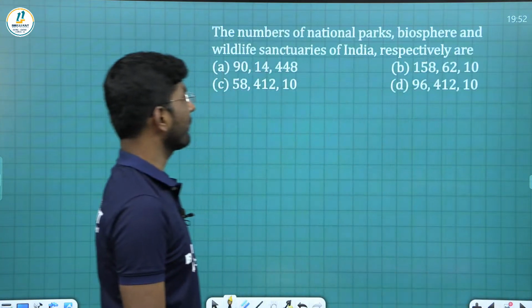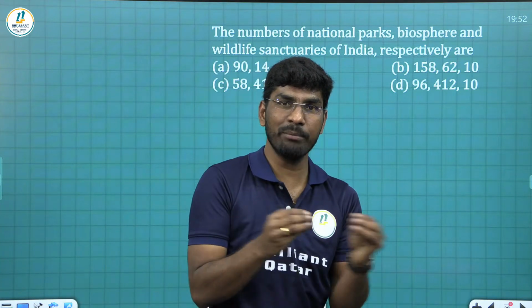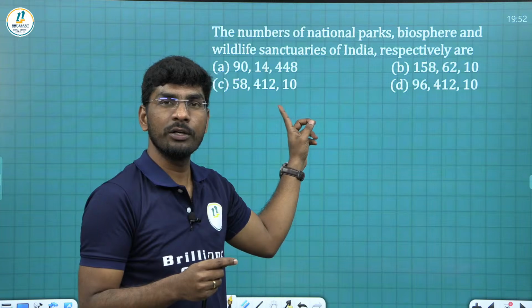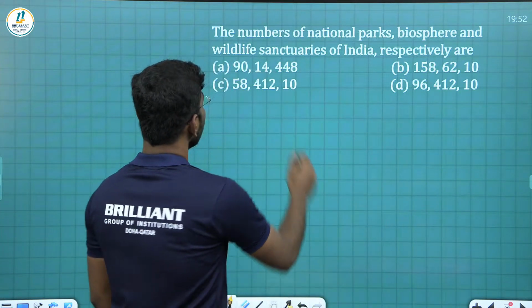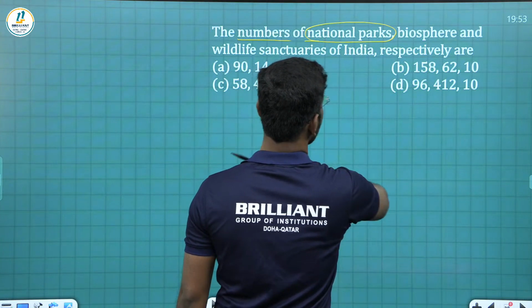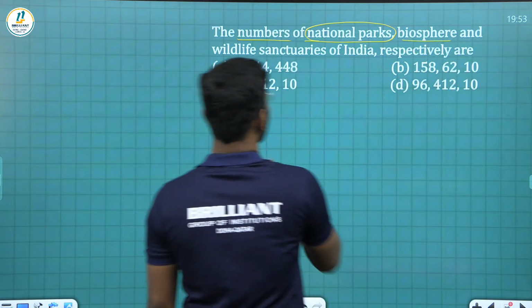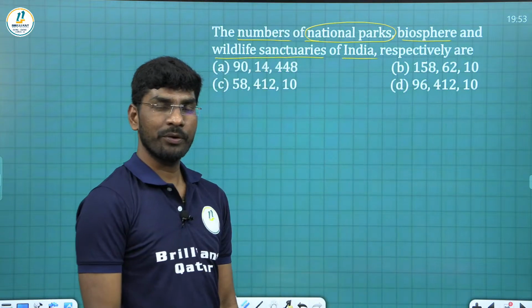What about this? Try this one, better. Whoever goes through the NCERT line by line, 100% you would answer this one. What are they asking? The question: the number of national parks, first national park, biospheres and wildlife sanctuaries in India, respectively.